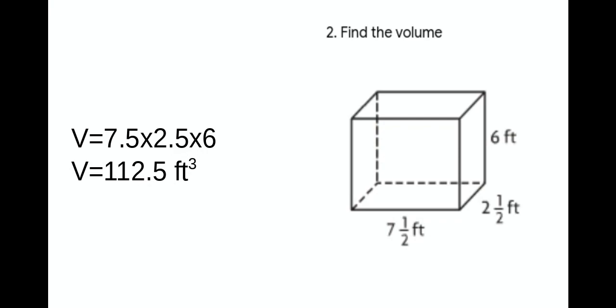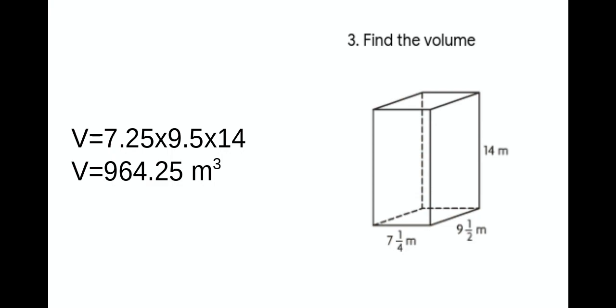All right, next up we got a rectangular prism. Take the 3 dimensions and multiply them. You get 112.5 feet cubed. Another rectangular prism. Take the 3 dimensions and multiply them.